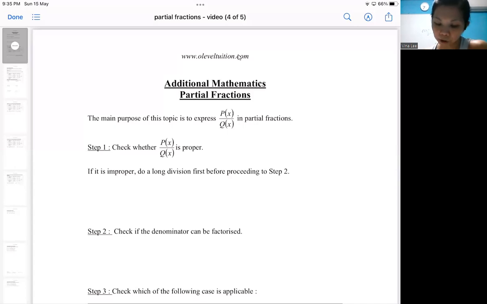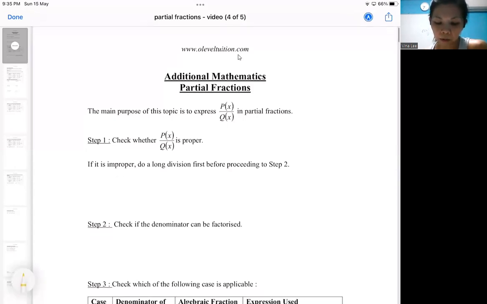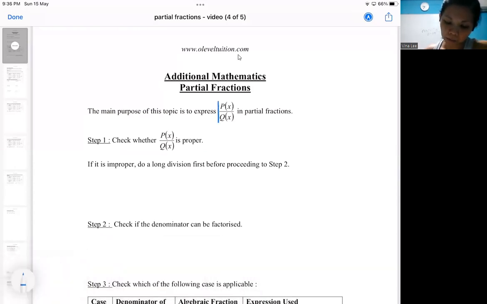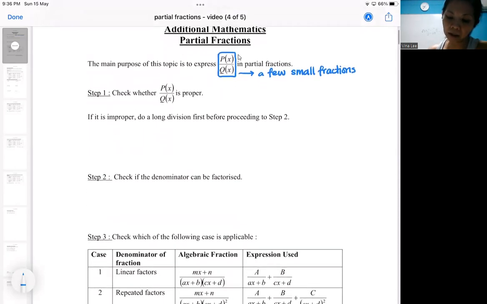Okay, this is the start of partial fractions. The main idea about partial fractions is we are breaking down a big fraction into smaller fractions. So there is a huge fraction here, and we're going to break it down into a few small fractions. How we break into smaller fractions is all dependent on the denominator. Later on, we will see that, right? It is the denominator that decides how many small fractions we have.